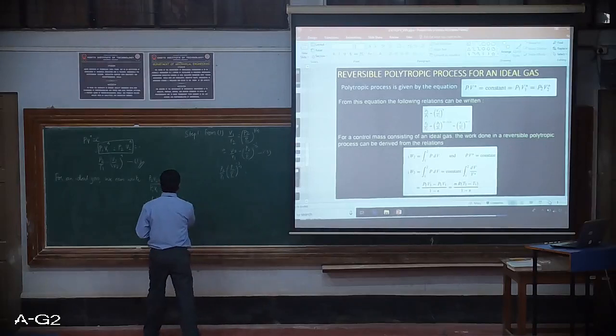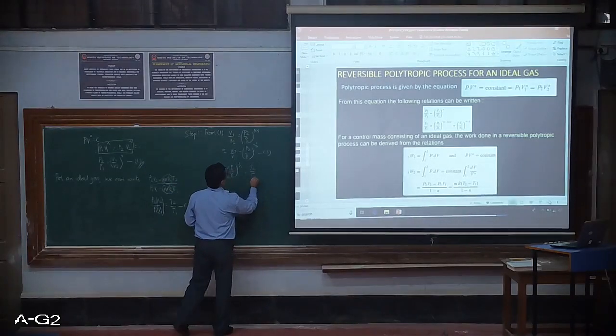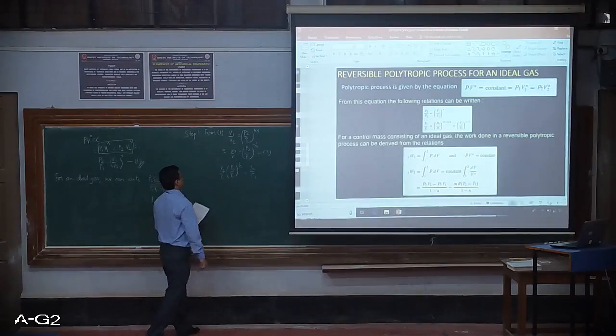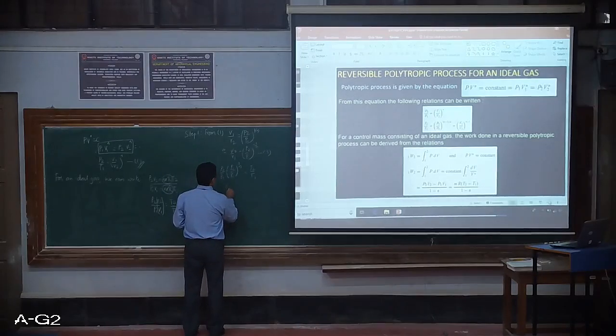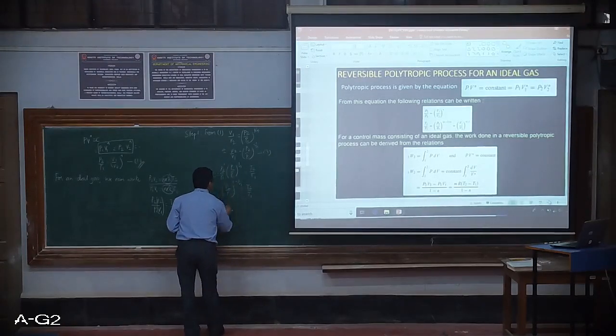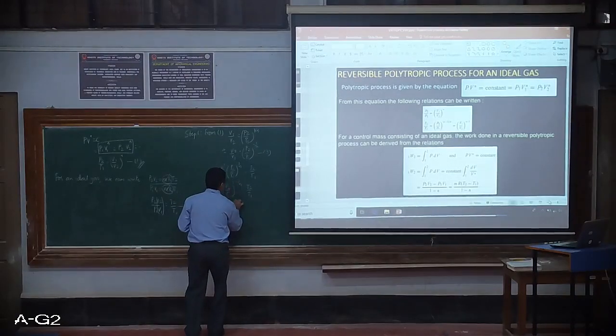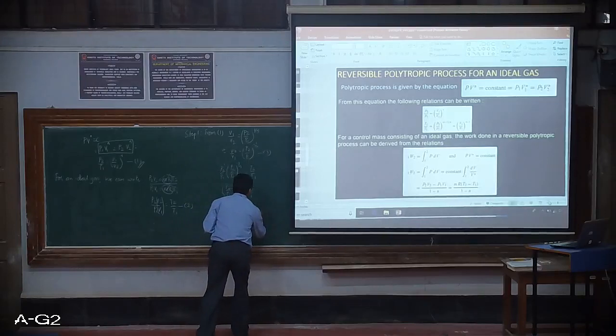is equal to, on the right hand side I have T2 by T1. So base are same, add the powers. So now it becomes P2 by P1 to the power 1 minus 1 by n is equal to T2 by T1. Rearranging, so this becomes P2 by P1 to the power n minus 1 by n is equal to T2 by T1. So let me call this expression 4.